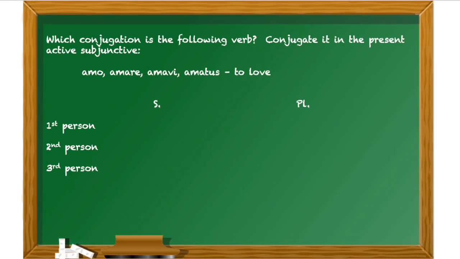So now let's do a little bit of practice. Copy this verb and set your chart up as we usually do. And you want to decide which conjugation is the following verb. Amo, amare, amavi, amatus, to love. Once you've decided which conjugation it is, follow the rules and conjugate it in the present active subjunctive. Go ahead and pause the video, try that, and then continue the video to see how you did.